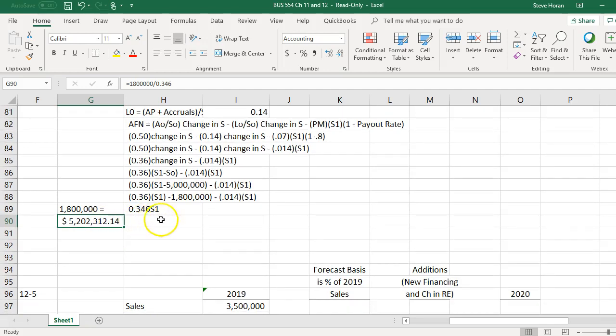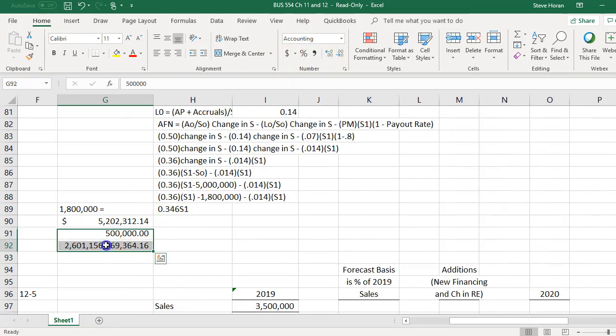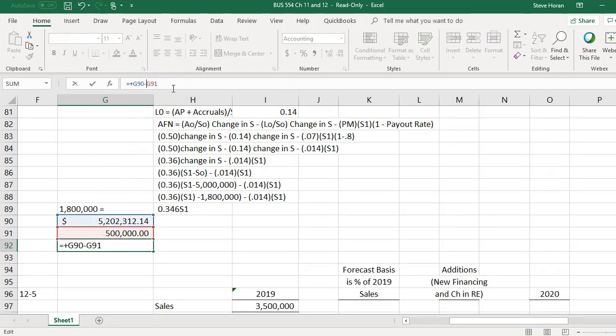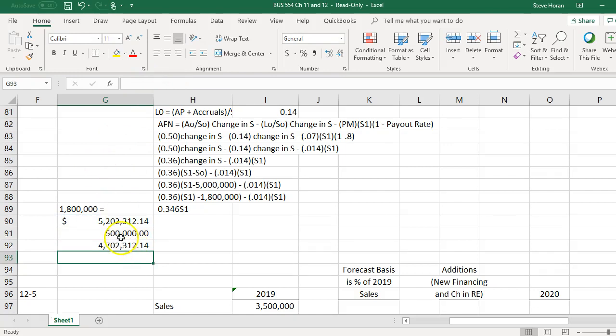So remember, the base year sales were 500,000, so S0 was 500,000. So my sales can grow by the difference between the two. Let me format these better. Okay. Whoops, I did some really bad math here. I did times instead of minus. There we go. And this should be 5 million, not 500,000. There we go.